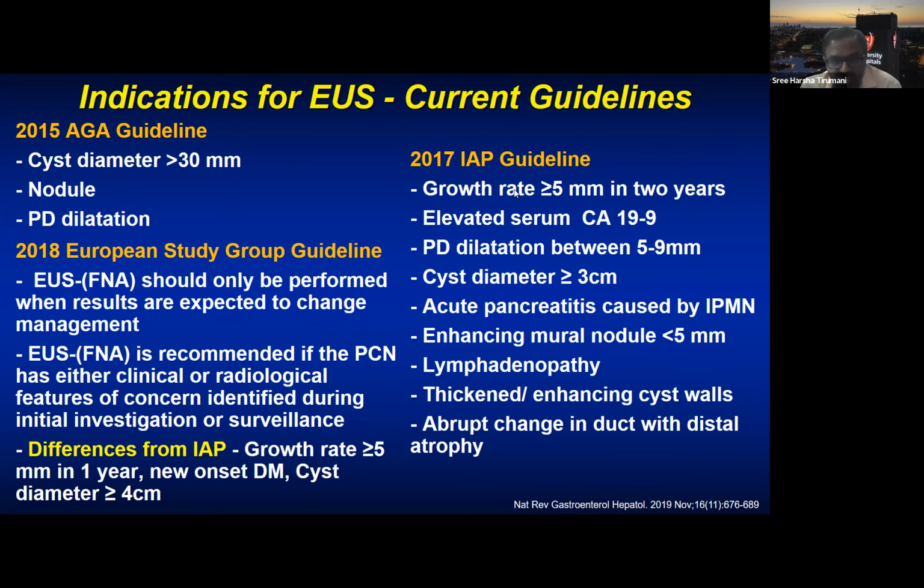So before that, I'll probably go to the IAP guideline, which says that EUS is recommended for any cyst which has a growth of more than 5 millimeter in 2 years, or if the CA 19-9 is elevated, or if the pancreatic duct dilatation is 5 to 9 millimeter, which is basically a worrisome feature, or a cyst of more than 3 centimeters, a cyst with prior pancreatitis, which is caused by the IPMN, or you have an enhancing mural nodule of less than 5 millimeter, or a non-enhancing mural nodule of more than 5 millimeter, and few other findings.